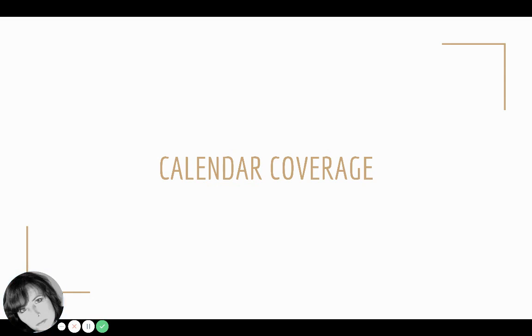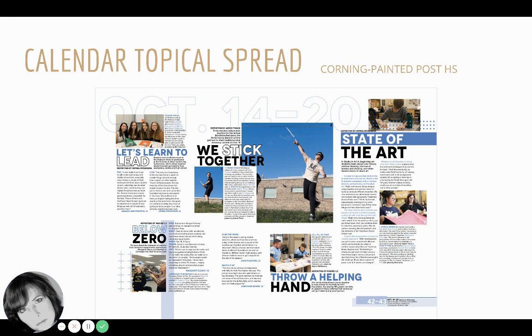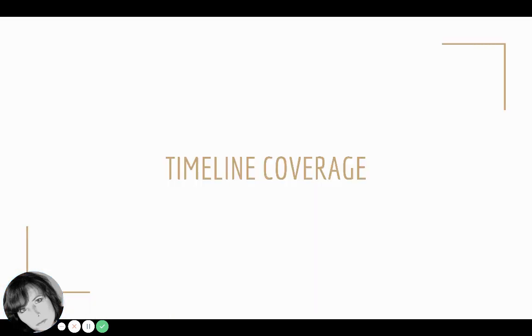Calendar coverage. Again, a wonderful mode of coverage to give you visual diversity in your book. I really like this spread from Corning Painted Post. They did spreads on particular weeks within a month. And so this is their October 14th through the 20th spread. We've done calendar spreads as well, but sometimes we do them with an entire month. So it doesn't just have to be a week. It could be done by the month as well.